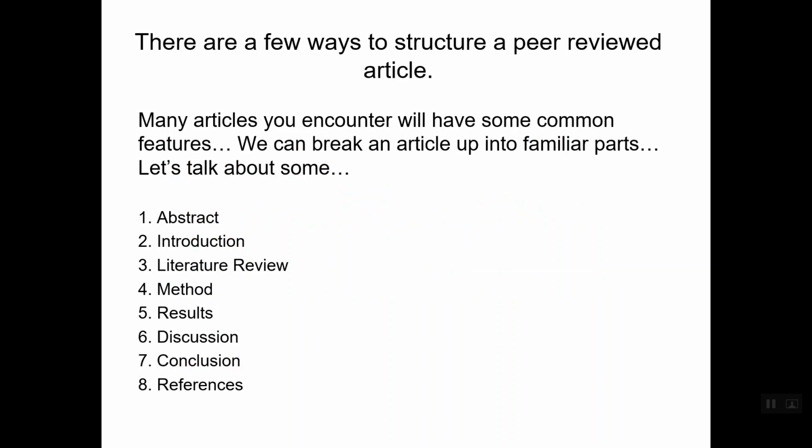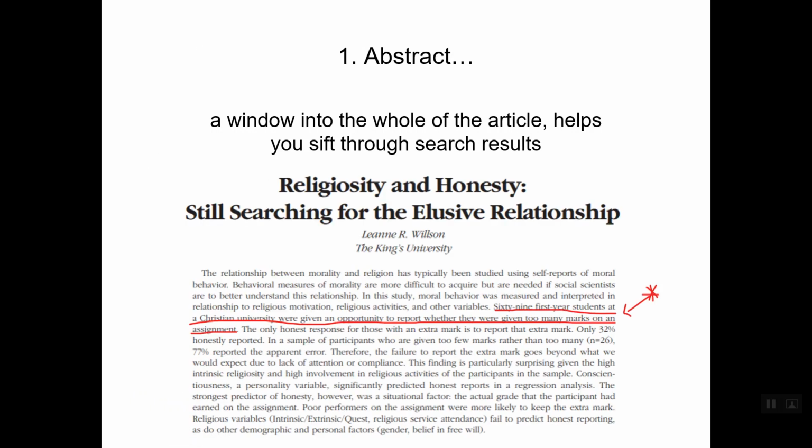There are a few ways to structure a peer-reviewed article. Many articles that you encounter will have common features, and you can break an article apart into familiar parts. Here are some of the parts that you can commonly find: an abstract, the introduction, a literature review, a methods section, results, discussion, conclusion, and a list of references. We'll take a look at a few of these items and see how they can be helpful.